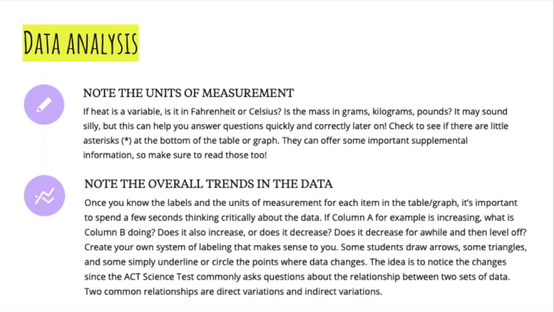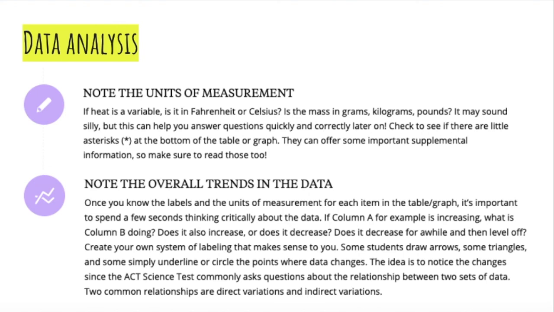Finally, note the overall trends in the data. Once you know the labels and the units of measurement of each item in the table or graph, it is important to spend time thinking critically about the data. For example, if column A is increasing, what is column B doing? Does it also increase or does it decrease? Does it decrease for a while and then level off?